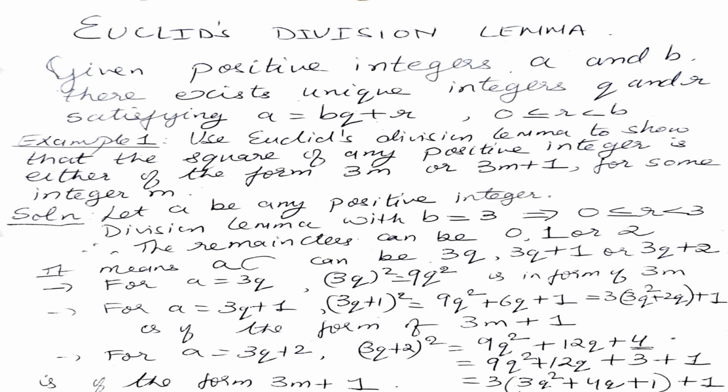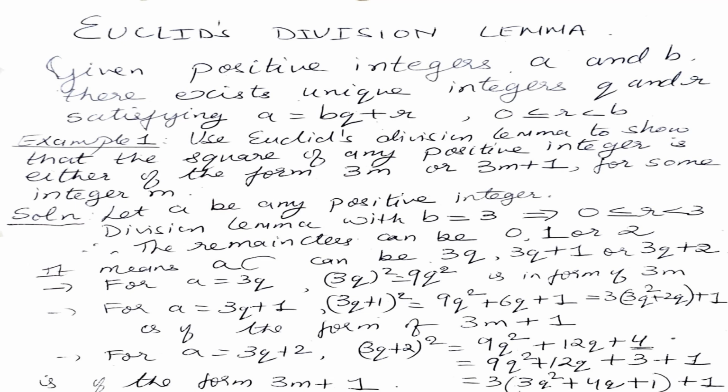Now suppose if a is equal to 3q, squaring both the sides, we get 3q whole square is equal to 9q square, which is in the form of 3 into some m. If suppose a is 3q plus 1, again squaring we get 9q square plus 6q plus 1. Taking 3 common, we get 3 into 3q square plus 2q plus 1. So actually it is in the form of 3 into some m plus 1.